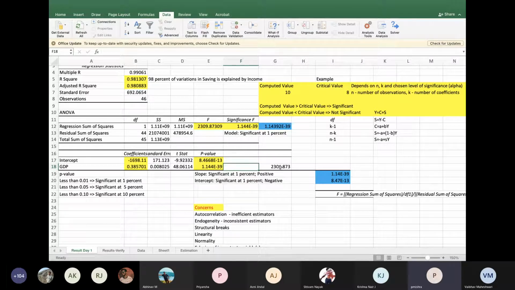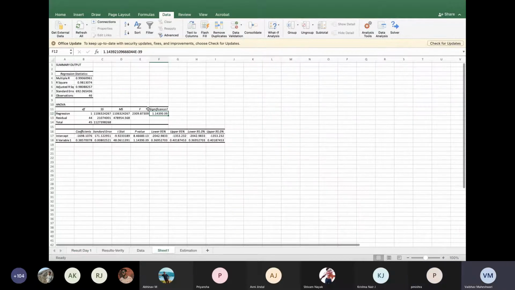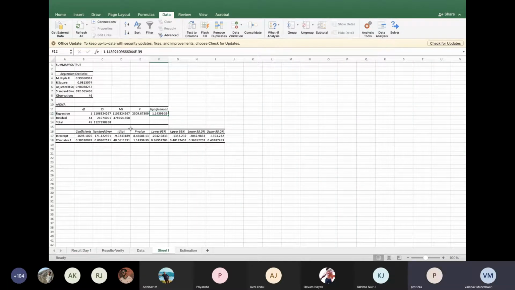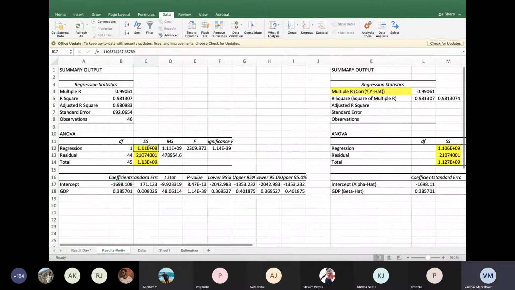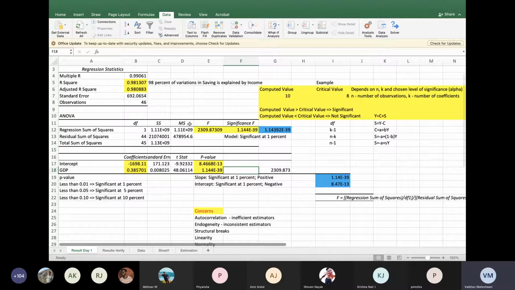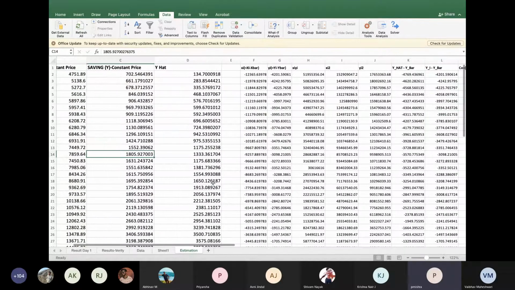If you go to, I think sheet 1, no, just go to sheet 1. Sir, sheet 1 is again what I had, the results. Okay, go to results verify. It is again the same. Okay, so results day 1. Go there. Results day 1. Yes, sir. It is the sheet. No, I think then estimation. This sheet. Go to the sheet on estimation. Yeah, you see.